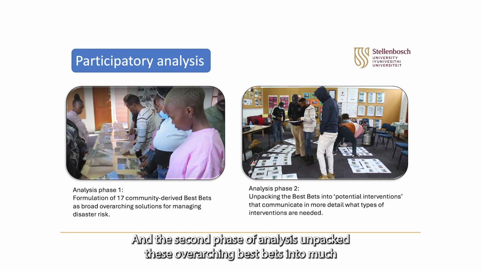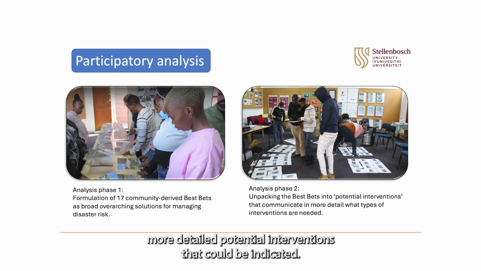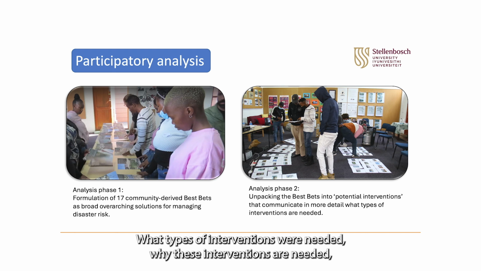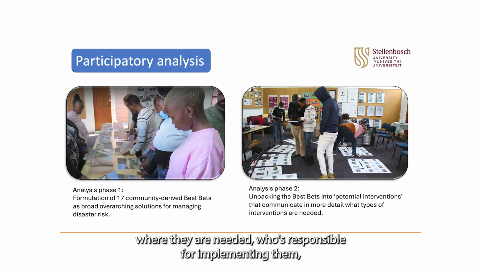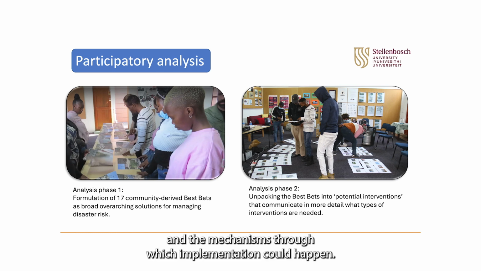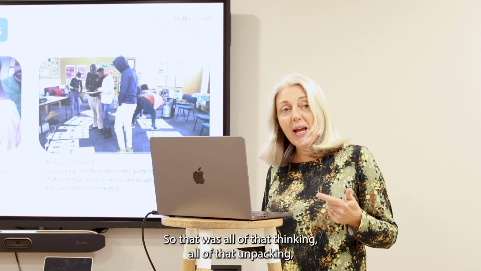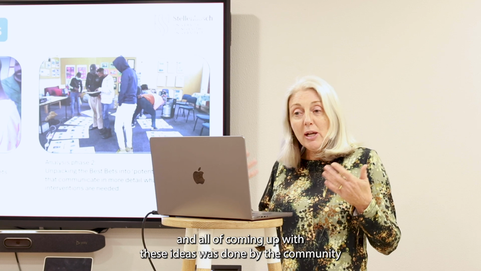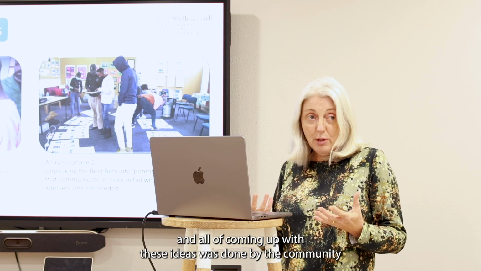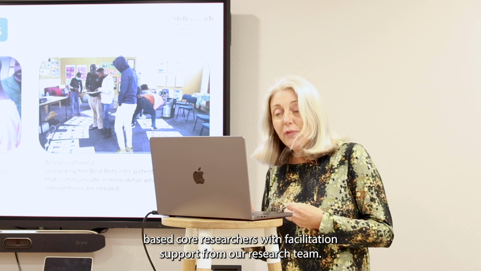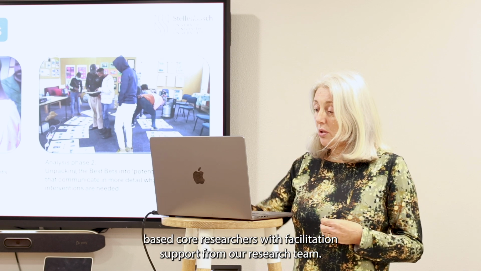And the second phase of analysis unpacked these overarching best bets into much more detailed potential interventions that communicated what types of interventions were needed, why these interventions are needed, where they are needed, who's responsible for implementing them, and the mechanisms through which implementation could happen. So that was all of that thinking, all of that unpacking, and all of coming up with these ideas was done by the community-based co-researchers with facilitation support from our research team.